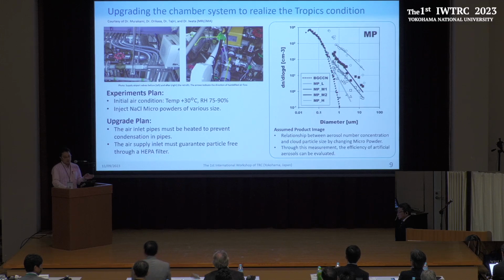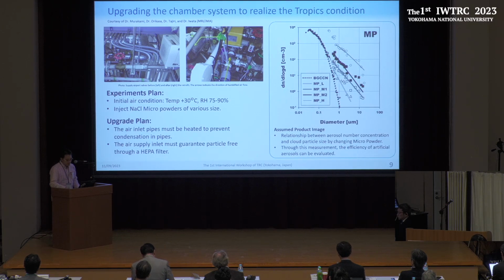Mid-latitudinal air is drier and lower in temperature compared to tropical conditions. If we set a more humid, higher temperature, we found some condensation inside the pipes of the system. It's a pretty big problem for experiments in this kind of chamber system. So the chamber system is now undergoing an upgrade to achieve tropical air conditions.